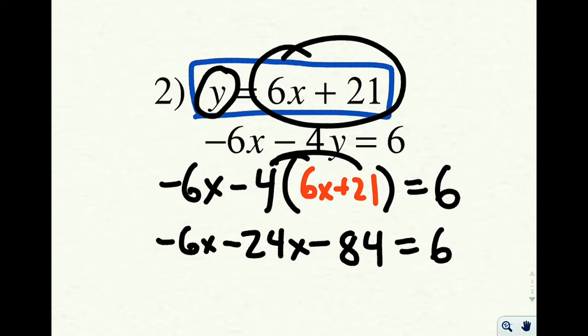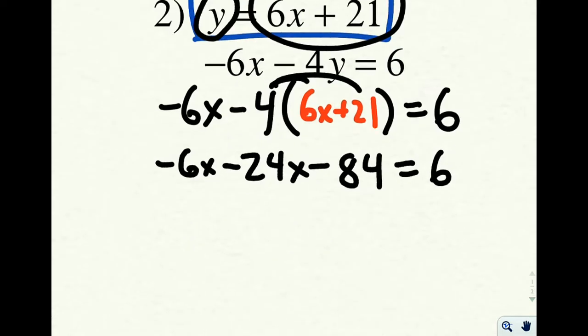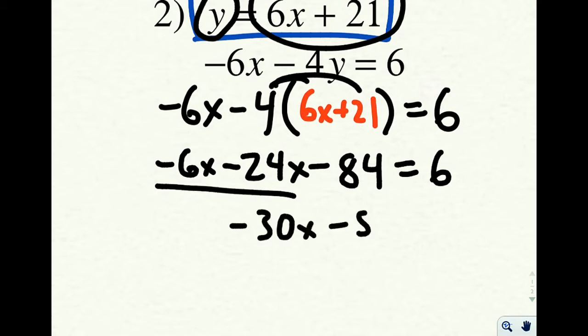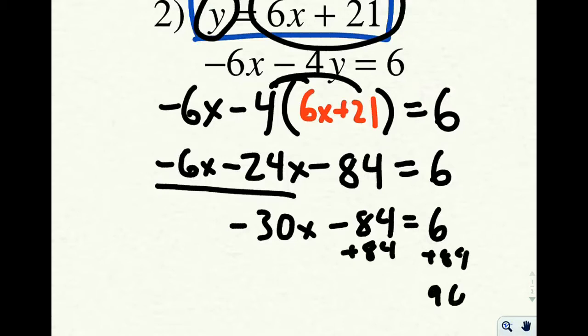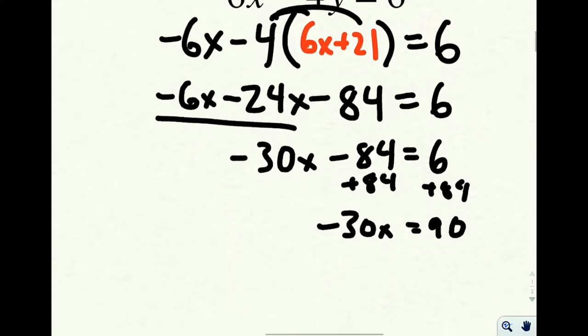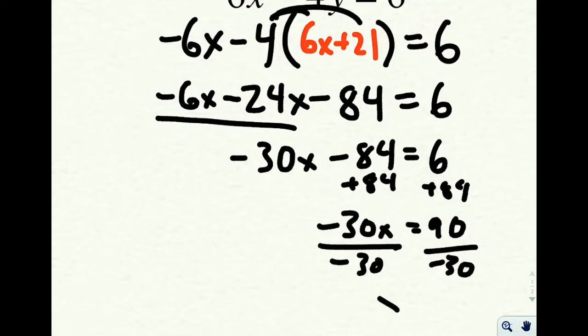Now I want to solve for x. I want to get x alone. I want to know what the value of x is. So I can combine my like terms over here to get negative 30x minus 84 equals 6. I add 84 to both sides, and I end up with 90 is equal to negative 30x. And when I divide both sides, I get my x value of negative 3.